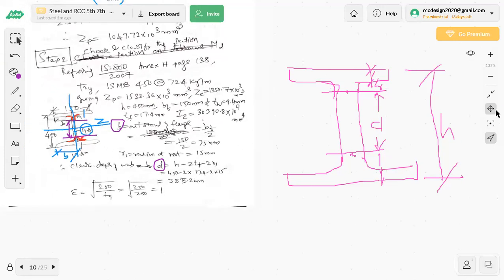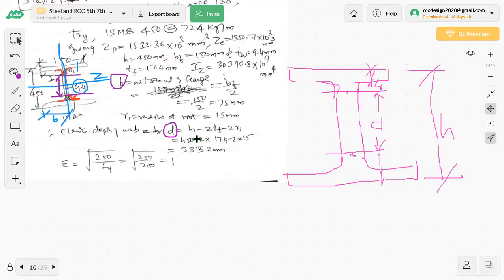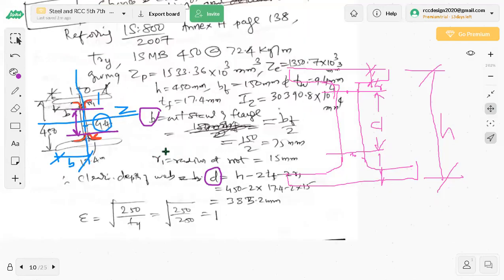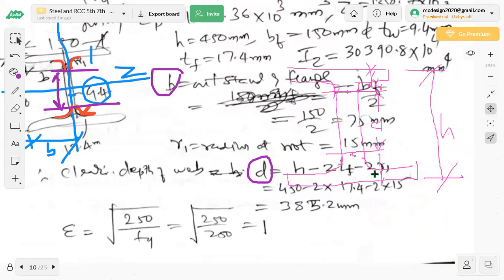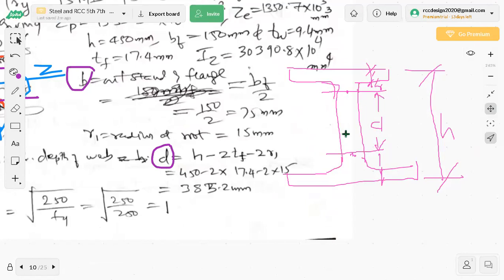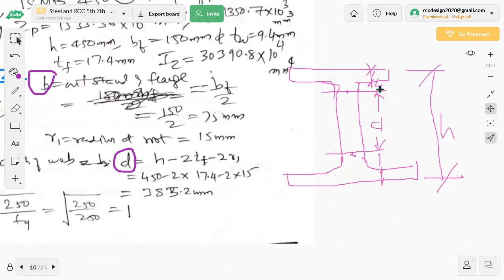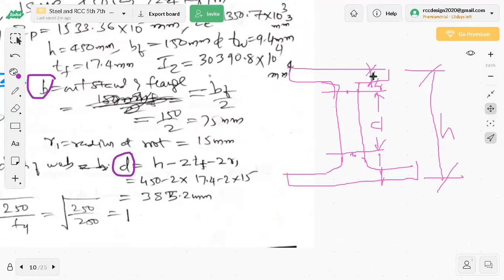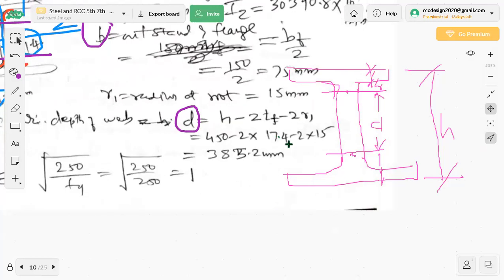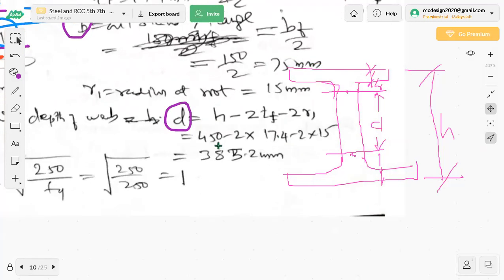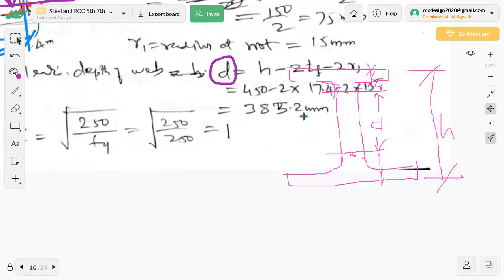Now observe here, because these are important observations. Now d is calculated as H minus 2TF minus 2R1. Why is it 2TF and 2R1? Because two times I have to remove: R1 this side, R1 this side, thickness this side, thickness this side. So 450 is the total height H minus 2 into TF, 2 into R1. So finally I got d as 383.2. I think it is 385.2.